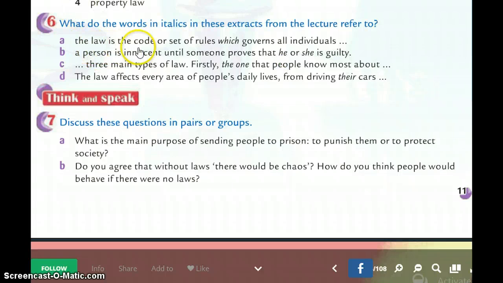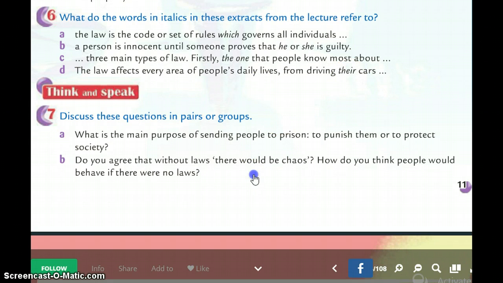Now, the law is the code, or set of rules which governs all individuals. Which, it's the law. A person is innocent until someone proves that he or she, a person. Three main types of law. Firstly, the one that people know most about, the one, which is one type of law. Now, the law affects every area of people's daily lives, from driving their car. Lives, there refers back to lives. It's just a reference. Now think and speak.